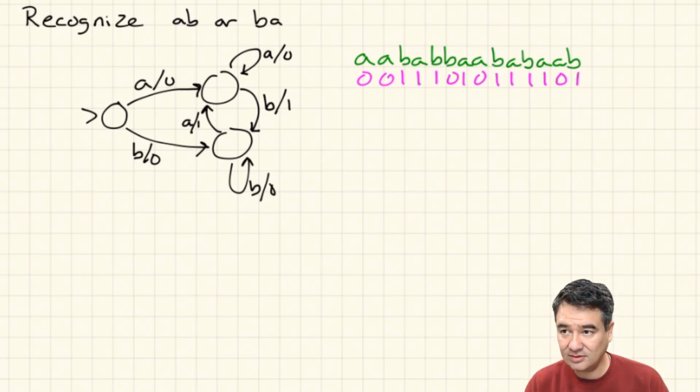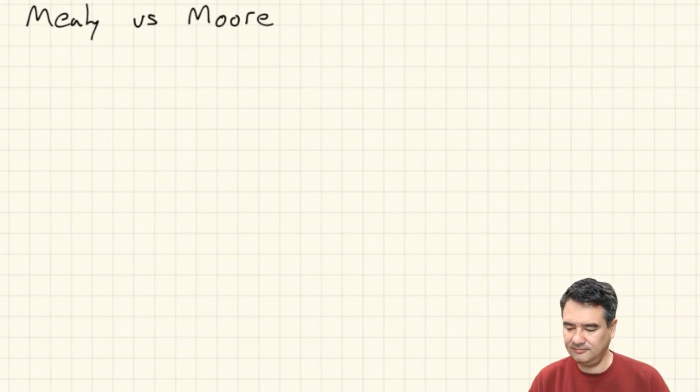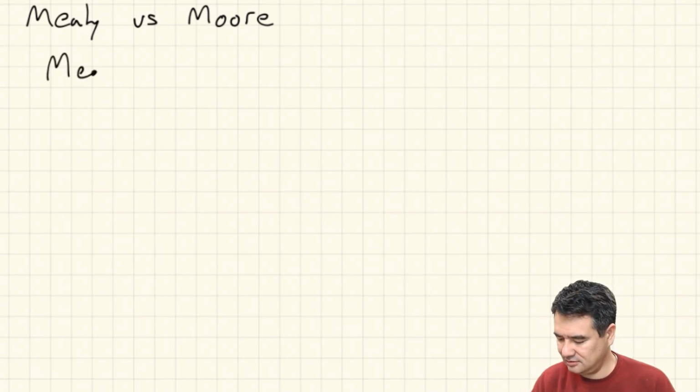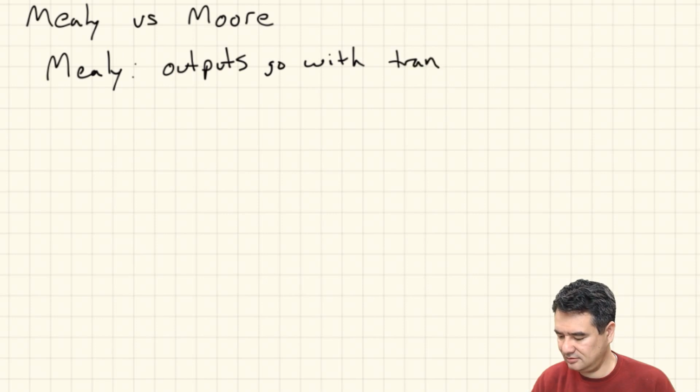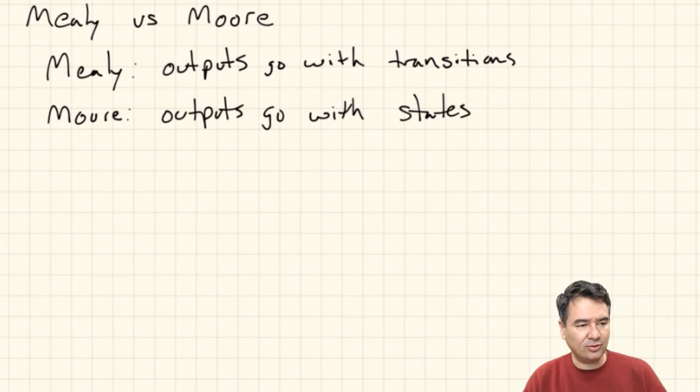All right, so I think the last thing I'm going to leave you with is just a brief thing about Mealy versus Moore. So with a Mealy machine, outputs go with transitions, and with a Moore machine, outputs go with states. Okay, so a Moore machine, I guess, looks more like a traditional DFA, but every state is associated with an output versus a Mealy machine where the outputs are associated with the transitions.